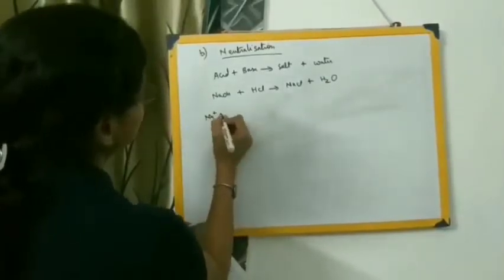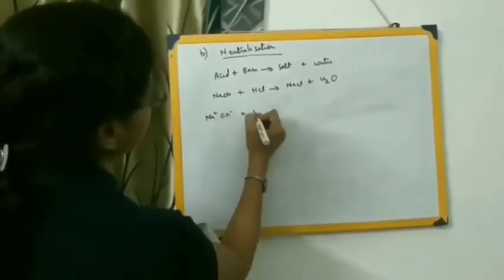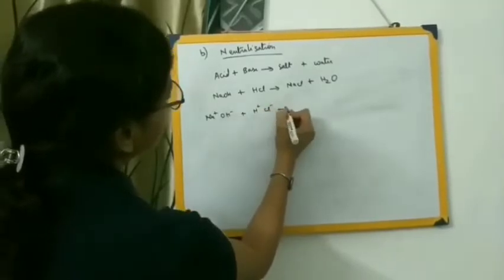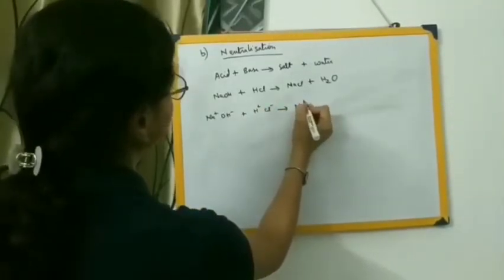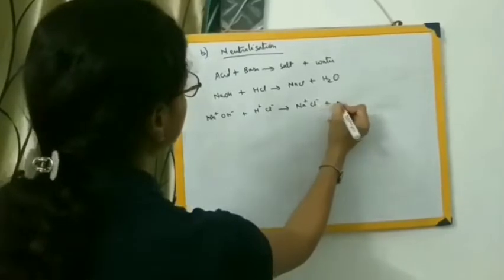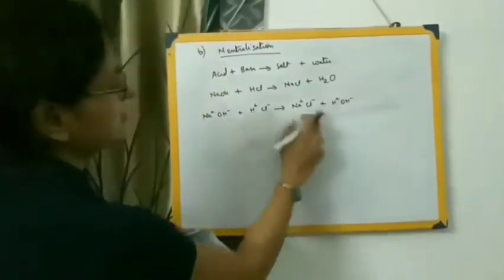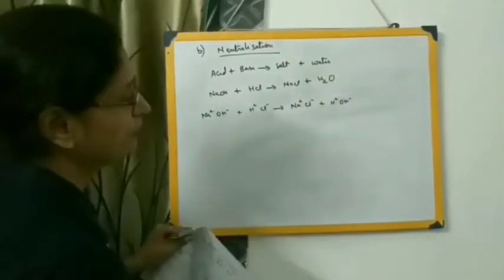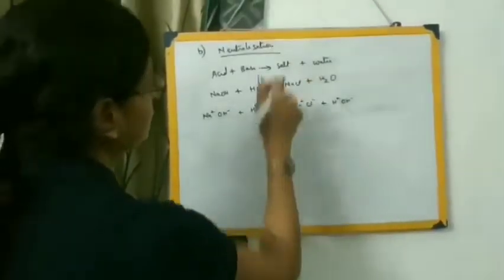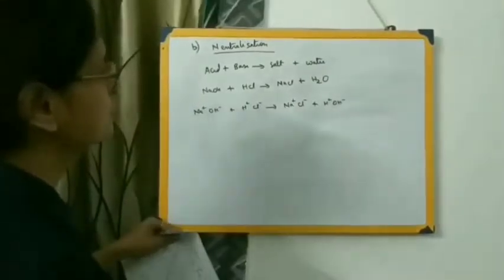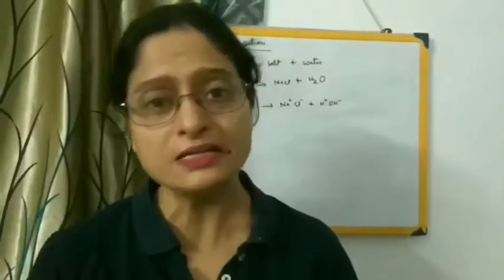Let's see the ionic form of the reaction, that is Na+ OH- plus H+ Cl-, forming Na+ Cl- plus H+ OH-. So what is happening, this H+ and OH- lead to the formation of H2O, water molecules. Neutralization reaction. What does the word suggest? What is neutralizing? The effect of an acid has been neutralized by a base. The effect of a base has been neutralized by an acid, leading to the formation of salt and water.